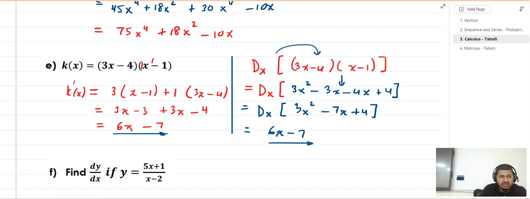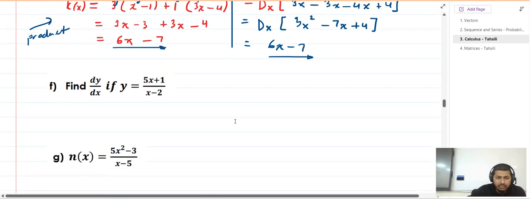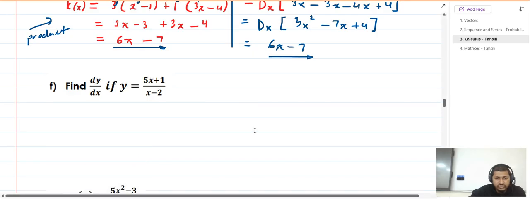As you can see, I used the product rule here. What rule did I use? I used the product rule. How do I know? Because that's f, that's g. This is f prime g plus g prime f. That's what I used here. And over here I use the power rule, by opening up the entire products. Moving on to the next one, I have a quotient, so I will apply the quotient rule here.